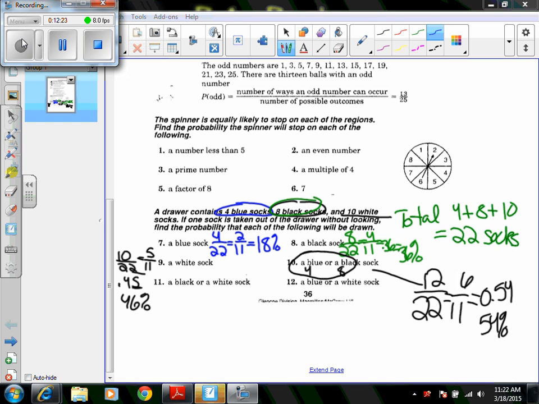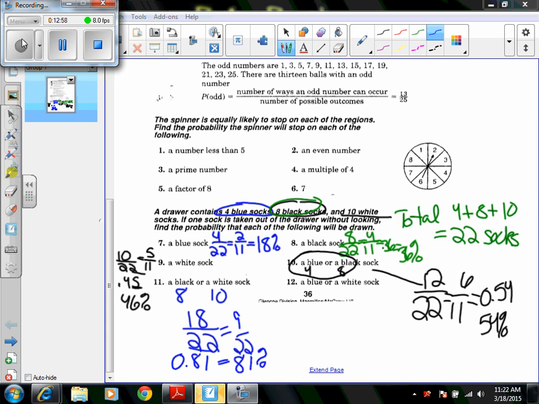All right, here we go. Number 11. I have 8 black socks and 10 white socks. So that gives me 18 over 22. I have my chance of getting a black or a white sock is 18 out of 22. That reduces to 9 over 11. When I divide it on the calculator, I get 0.81 repeating, which changes to 81%.